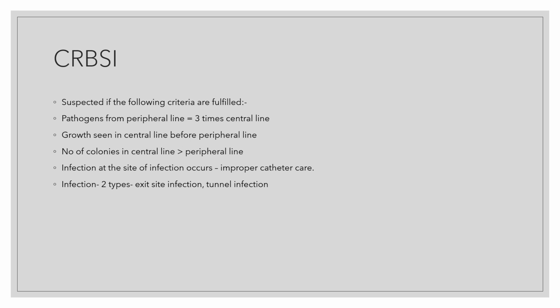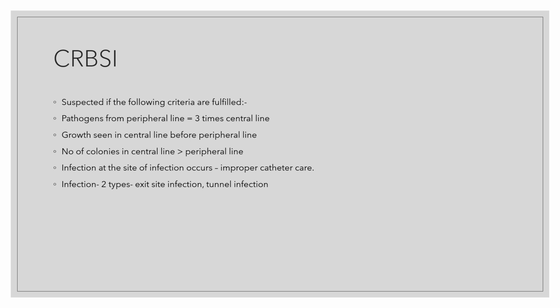Now, why does this infection occur? It might be because of improper catheter care, and there are two types. One is exit site infection, the other is tunnel site infection. In exit site infection, you would see an inflammation around the exit site of the catheter, and it would measure less than 2 centimeters in area, and the culture would show positive exudate presence.